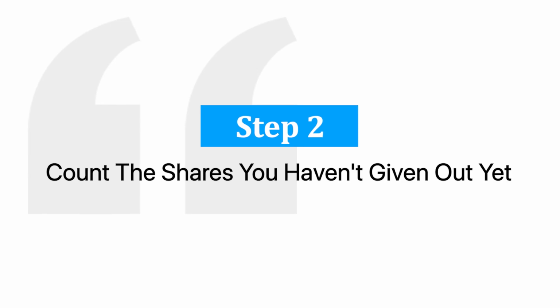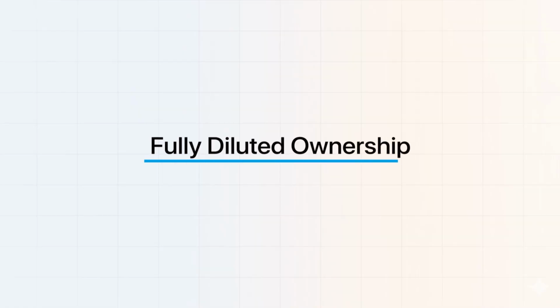Now, let's keep going. Step 2, count the shares you haven't given out yet. So once you're thinking in shares, the next thing to get right is counting the shares you haven't even given out yet. What you really own includes a lot more than the shares that are in people's names today, and that full number is called your fully diluted ownership.